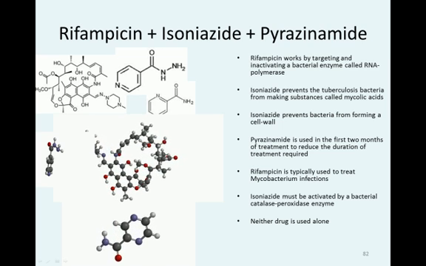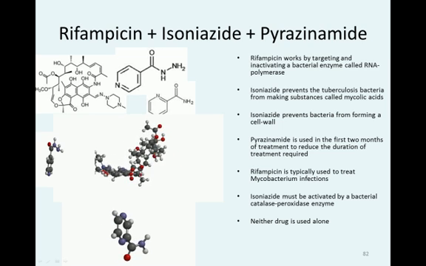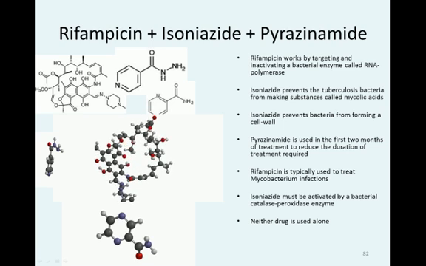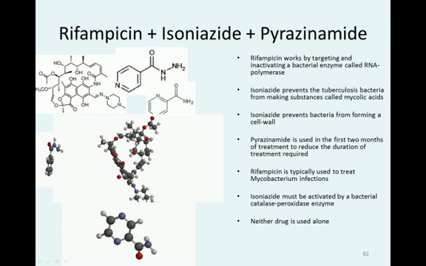Rifampicin, isoniazid, pyrazinamide. It works by targeting RNA polymerase. It prevents bacteria from forming a cell wall.